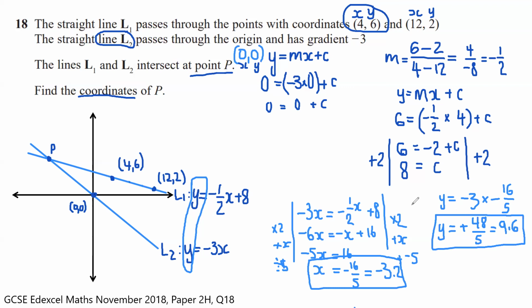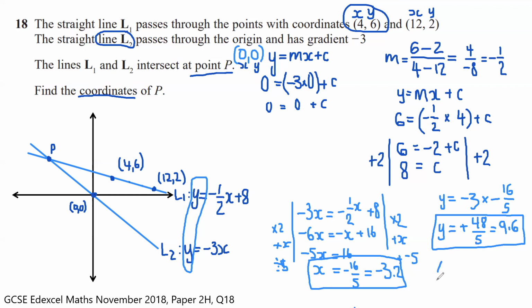So we now have our x value and our y value. Remember, this is asking us specifically to find the coordinates. And on the mark scheme, if you just have x equals this and y equals this written down on your page, you do not get the marks. You need the final mark. You need to write it down as a coordinate.